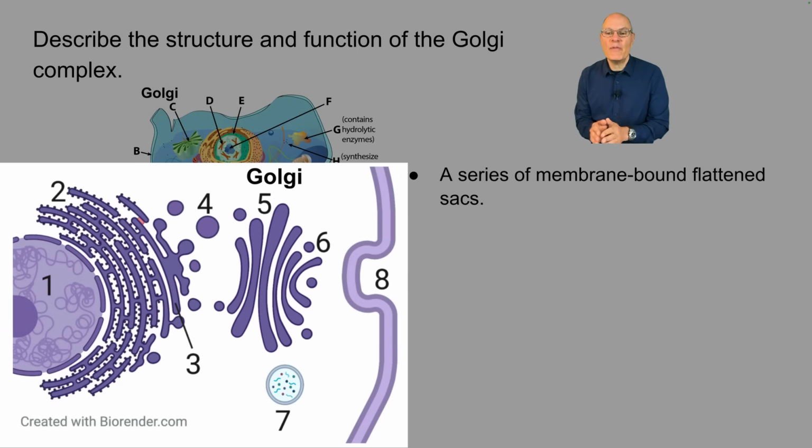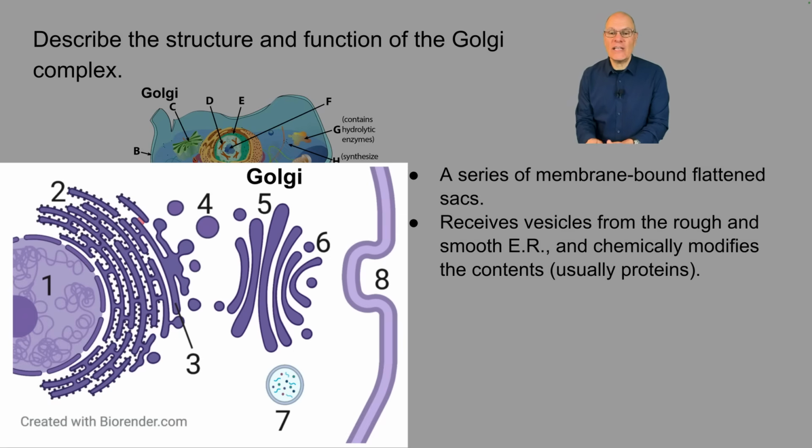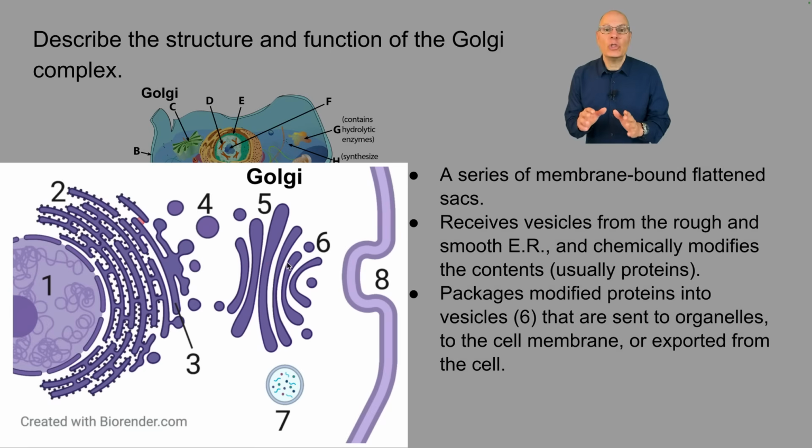The Golgi is a series of membrane-bound flattened sacs, and you'll remember that flattening increases surface area. The Golgi receives vesicles from the rough and smooth ER and chemically modifies their contents. So here's the rough ER, here's the smooth ER, here's the Golgi, and here's a vesicle bringing something from the ER system to the Golgi. The Golgi packages those modified proteins into vesicles, shown at 6, that are sent to organelles like lysosomes over here at 7, to the cell membrane, or exported from the cell.